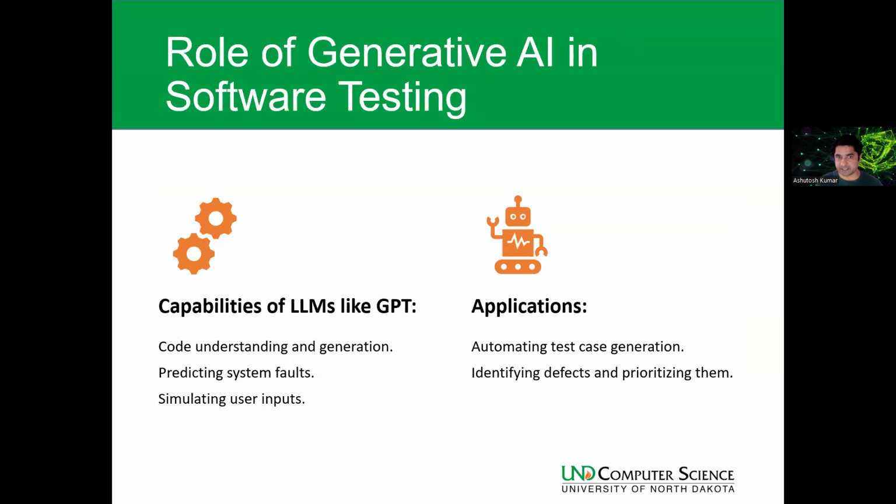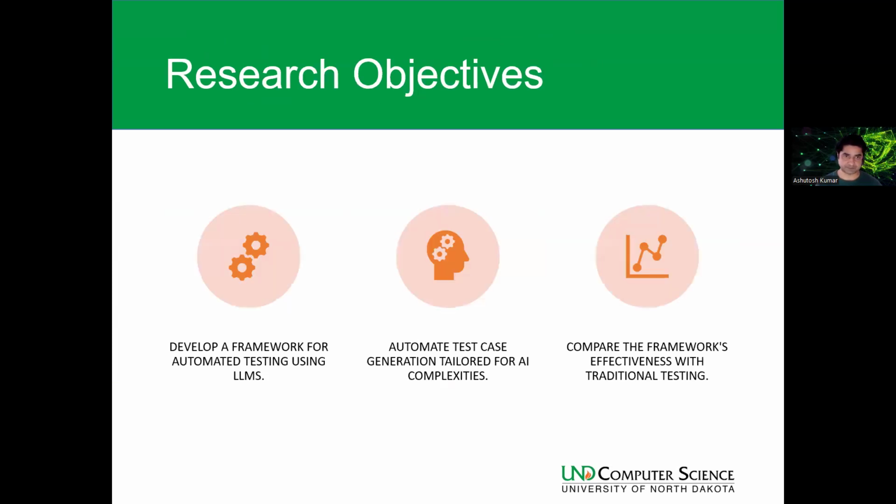So the role of generative AI in software testing, specifically LLMs such as GPT-3 and GPT-4 and other GPT models and LLM models, they have revolutionized software testing. Their ability to understand and generate code, simulate complex user interactions, and predict faults in the system makes them ideal for addressing the challenges in AI systems by automating test case generation and defect identification. They significantly enhance the efficiency and accuracy of testing.